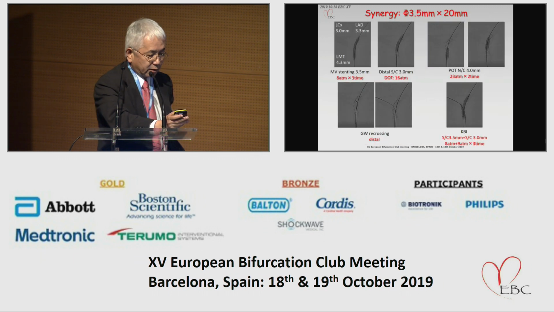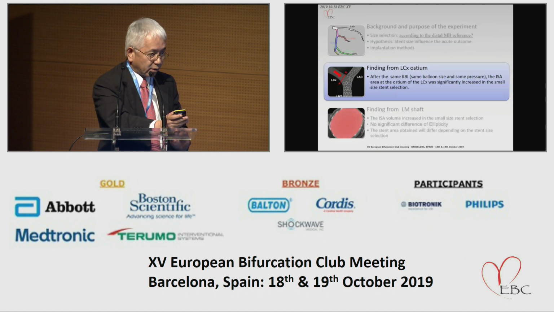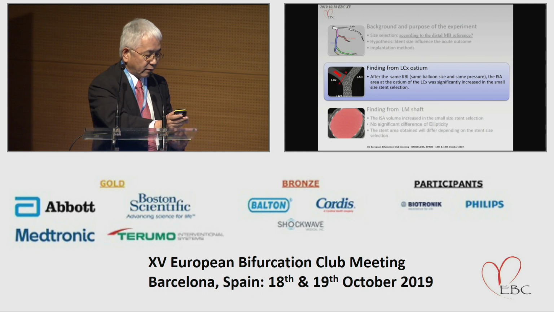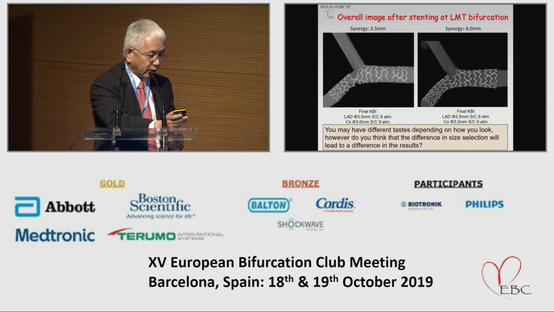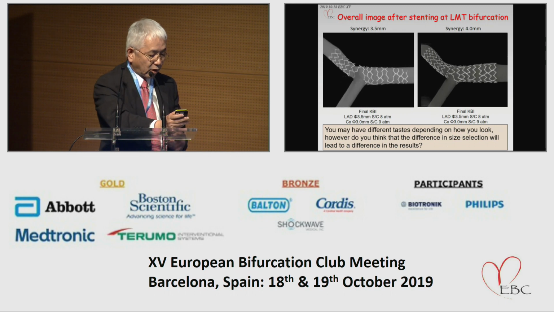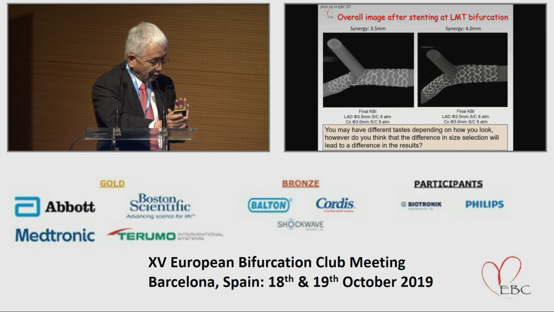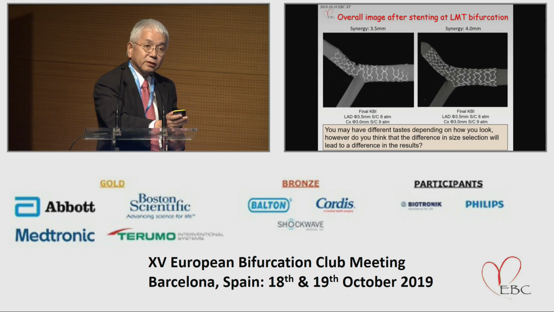In this study, we show the DOT and the POT, distal rewiring and final KBI. It is almost the same strategy, using different size Synergy stents. First result: findings from the circumflex ostium. This is the overall image after stenting of the left main bifurcation. You can have a different impression depending on how you look. However, do you think that the difference in size selection will lead to a difference in the result?